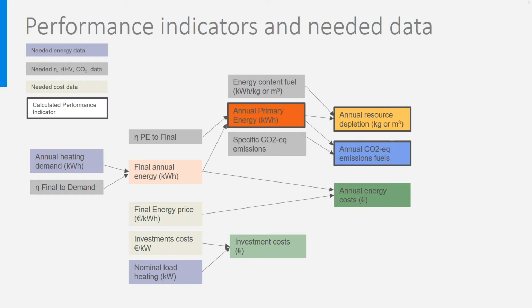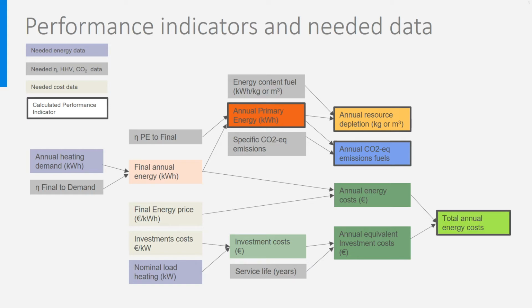It may be that high investment costs in efficient equipment are compensated by lower annual energy bills. That is why we prefer to express these costs in terms of yearly costs by dividing them by the service life of the equipment. Most boilers have a service life around 15 years, meaning that on average you have to replace them each 15 years. Finally, by adding the energy costs to the investment costs, we get the total annual energy costs.